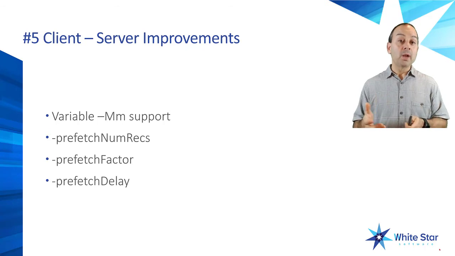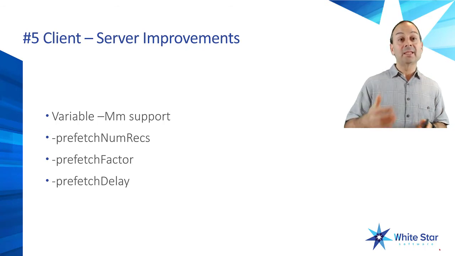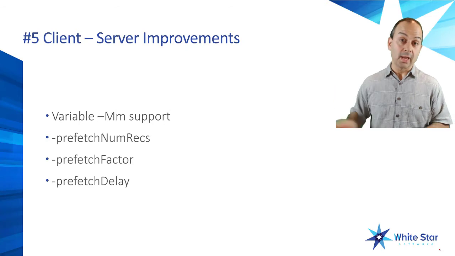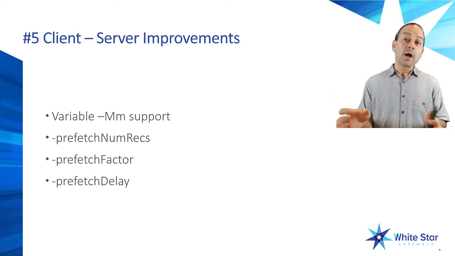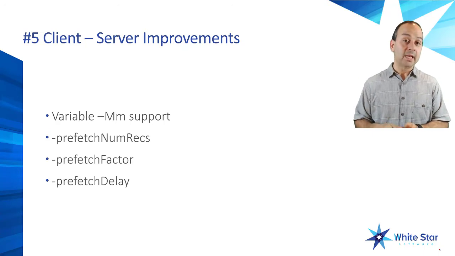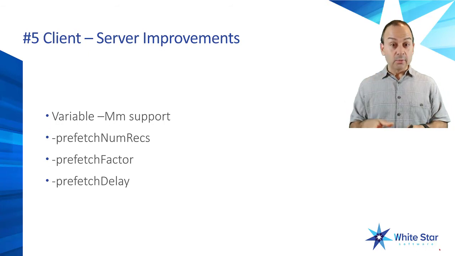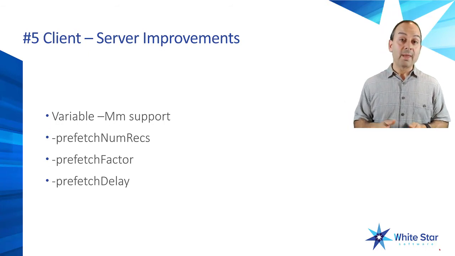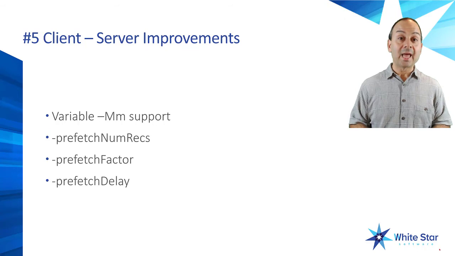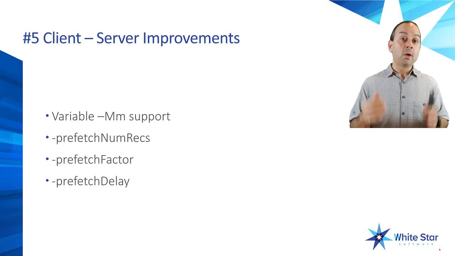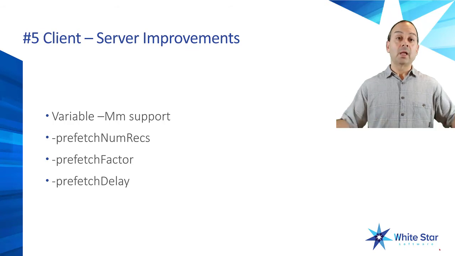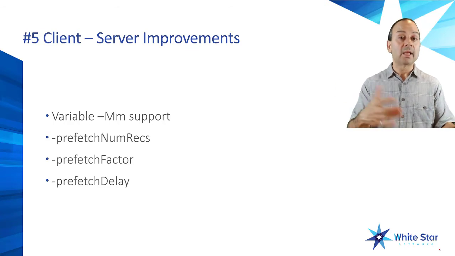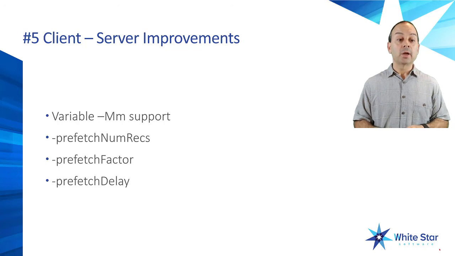Put this together with variable -Mm support. When you wanted to change -Mm in the past, you had to go to every possible client that was connecting and make sure you made all the changes everywhere. If you forgot one, well, that poor client wouldn't be able to connect to the server. Now with variable -Mm support, it's the server side that decides what the value of -Mm is going to be, and the clients will respect that value. So you start your database with -Mm 8192 or 16384, and the clients will adjust to that, assuming they're 11 dot whatever clients connecting to the database.